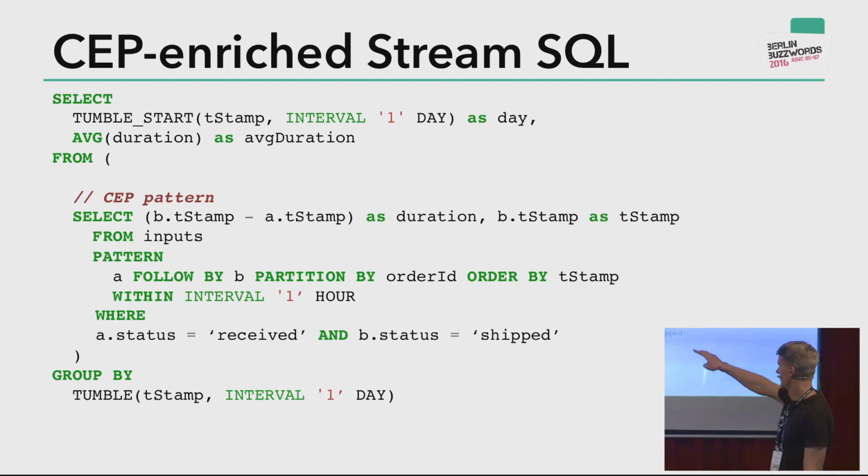There we see that we want to detect an event A, which is followed by B, and partitioned by order ID, so that we do it per order, and ordered by the timestamp, so that we have event time guarantees. We say that these two events have to appear within 1 hour, and that A, the status, should be received, and B should be shipped, which is equivalent to A being an order event and B being a shipment event.